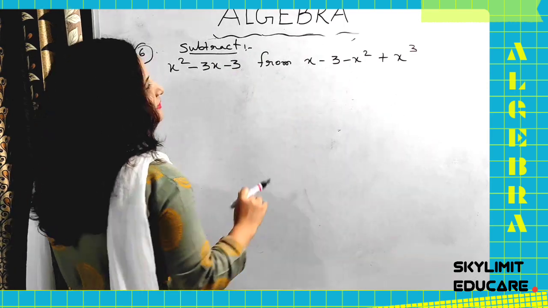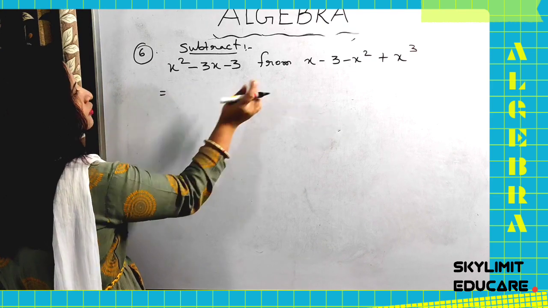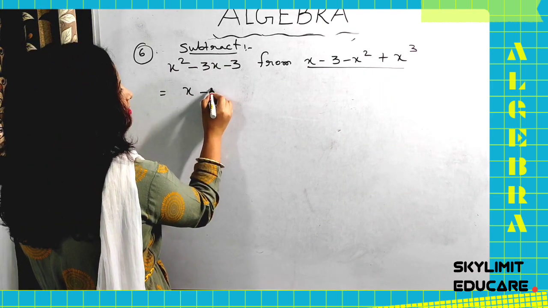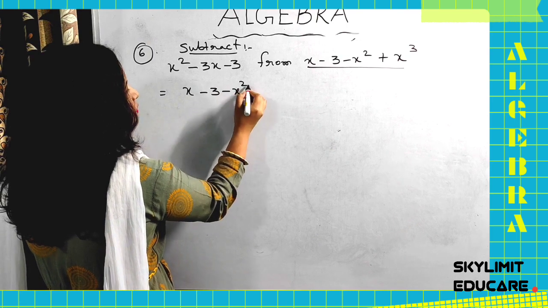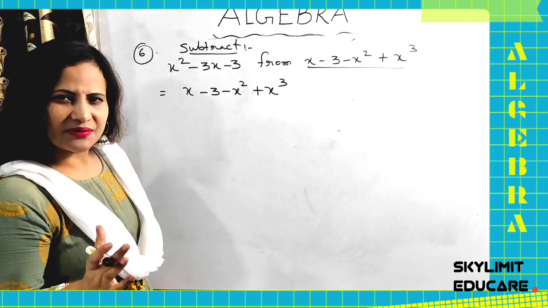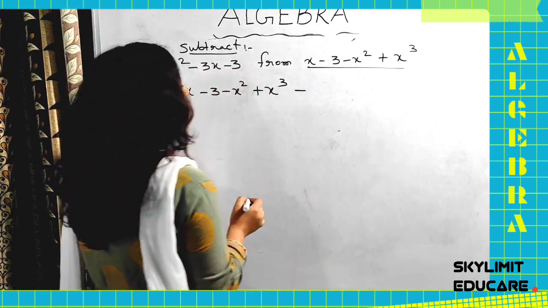Subtract this from this. So obviously this comes first. For subtraction you need to be very careful. First write this is the minuend. X minus 3 minus x square plus x cube as a whole is the minuend, right? And you're asked to subtract, so put the minus sign here very carefully.